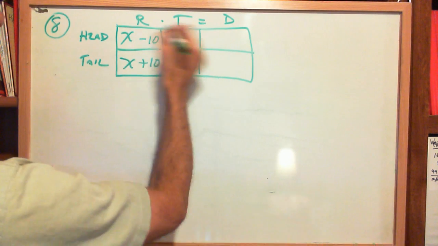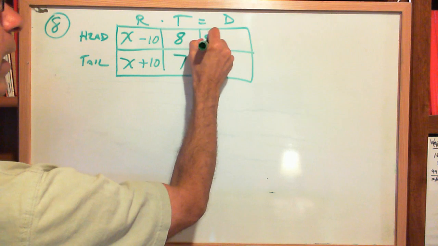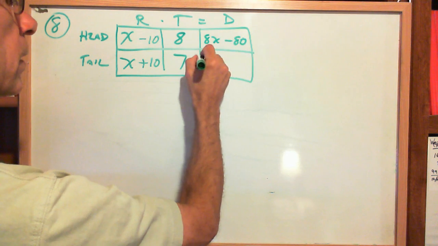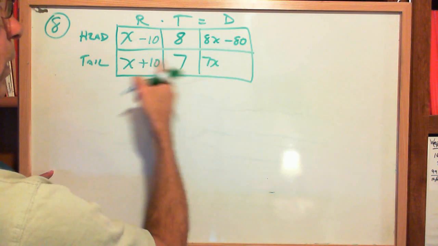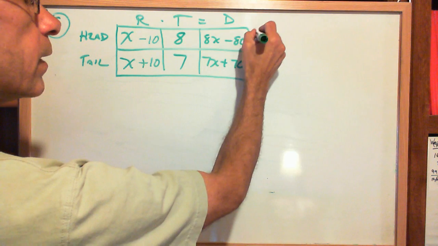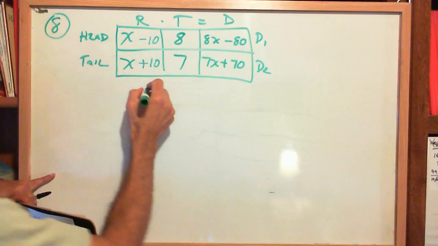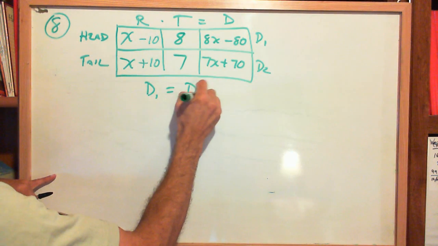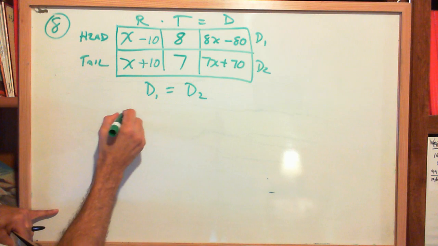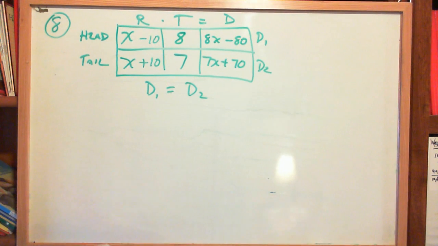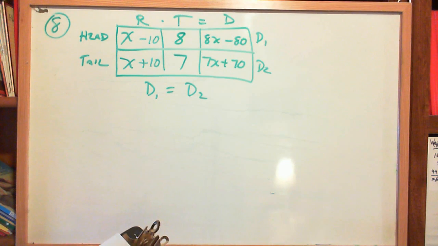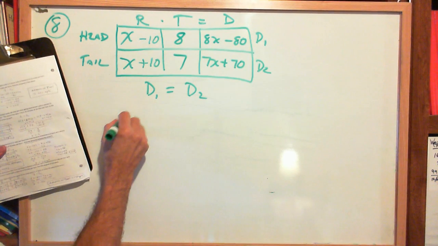Okay, so we just multiply this times this. 8x minus 80, 7x plus 70. Right? That's my d1, that's my d2. d1 is equal to d2. Right? So I solve it, and my final answer, drum roll, is airspeed of the plane is 150 miles per hour.